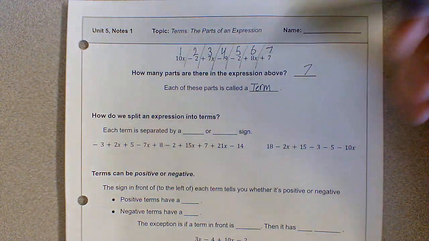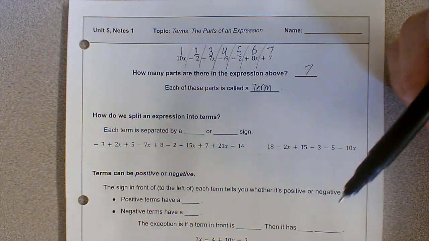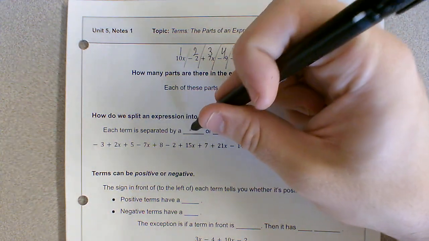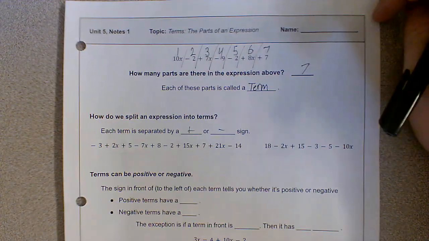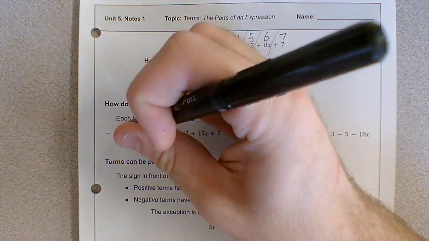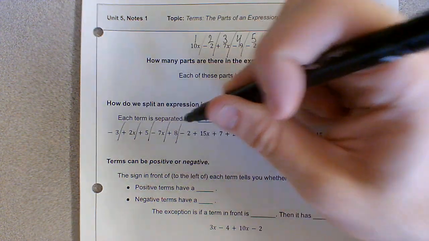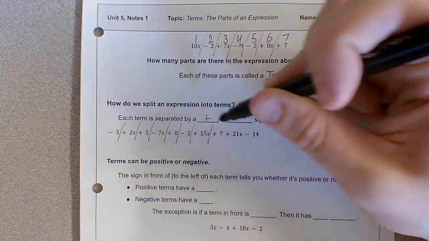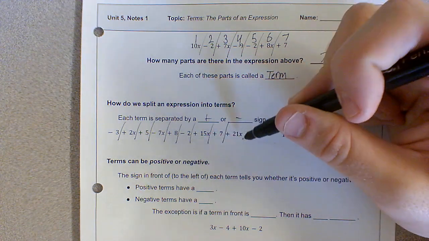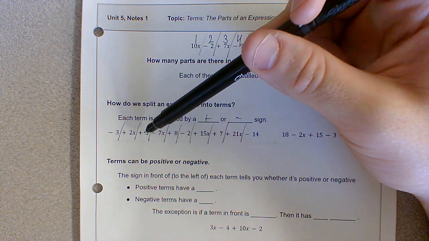But why did I do it that way? How do we split an expression into terms? Well, each term is separated by a plus or a minus sign. So, let's separate these terms. I'm going to do a cross, slash, slash, slash, slash, and so on. Notice that I'm doing each slash behind the number and before the sign.